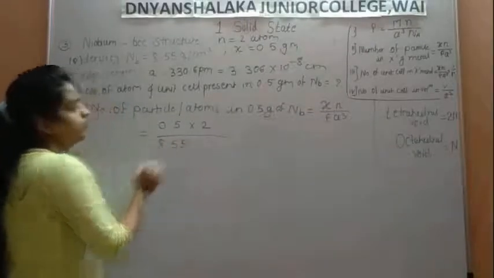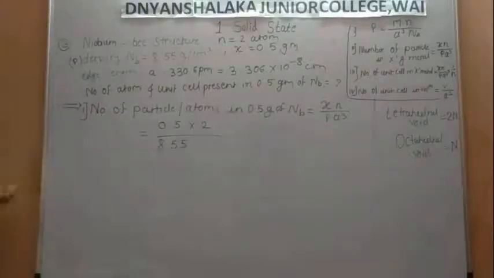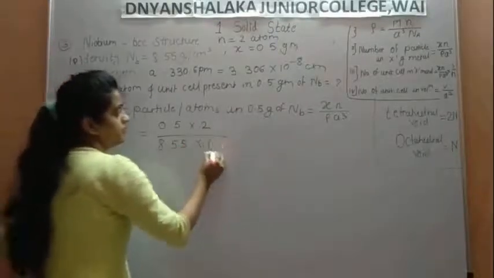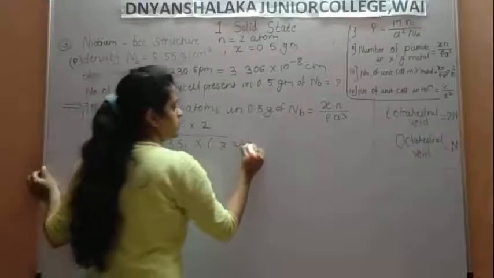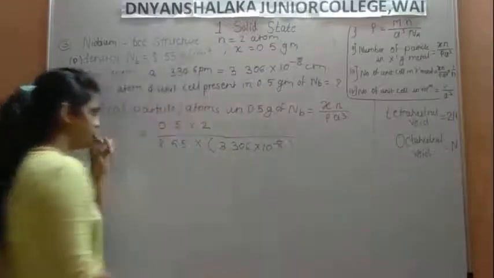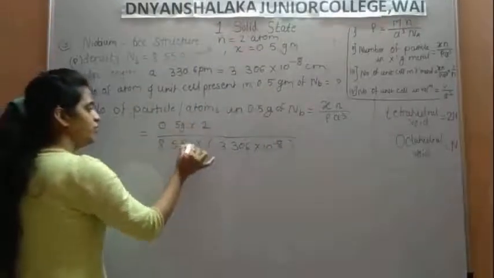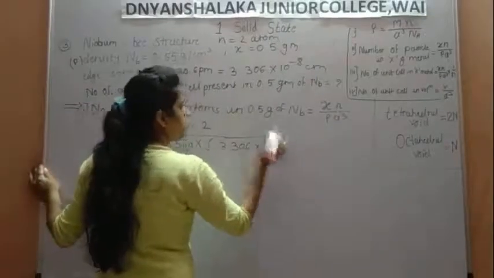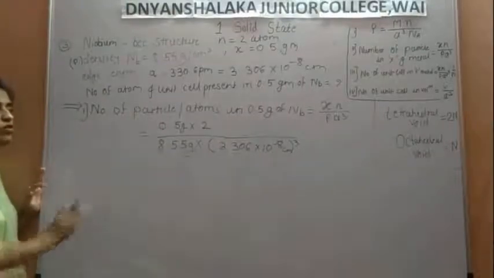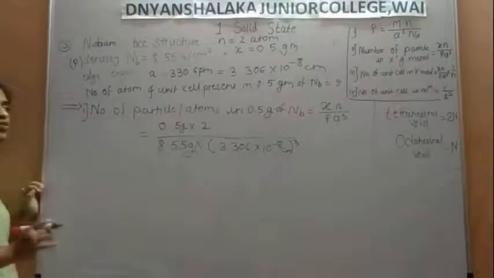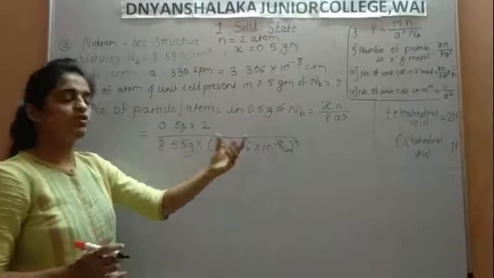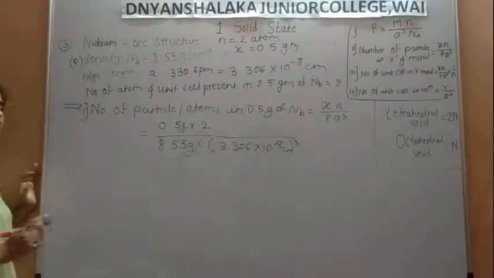8.55 gram per centimeter cube, and next A cube. So A is 3.306 into 10 raised to minus 8 centimeter. So this is gram, this is gram, and this is centimeter. So A cube, so the whole bracket cubed. So we have to find, on multiplication, 0.5 into 2 upon 8.55 into 3.306 into 10 raised to minus 8 whole bracket. By multiplication and division, we get the final answer.